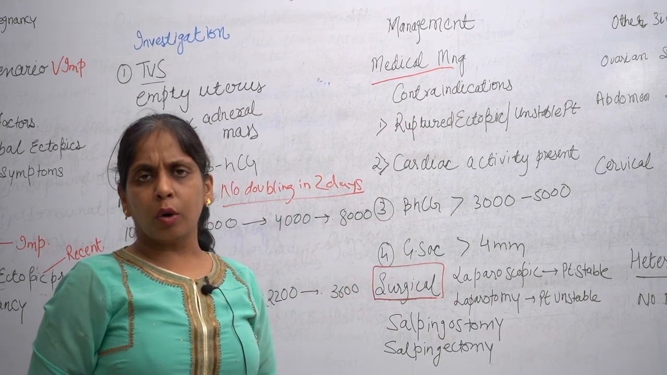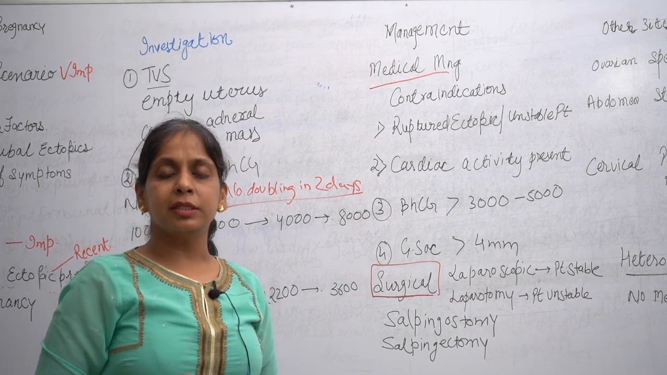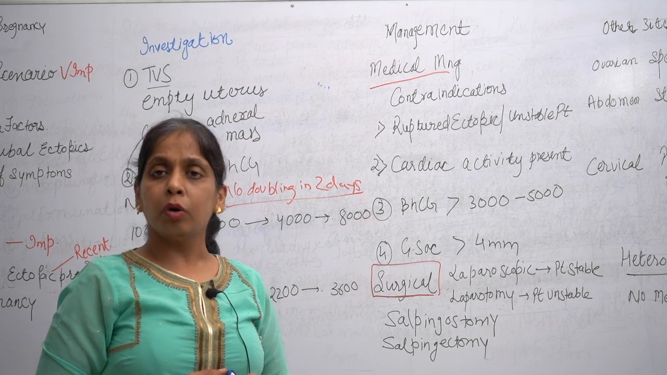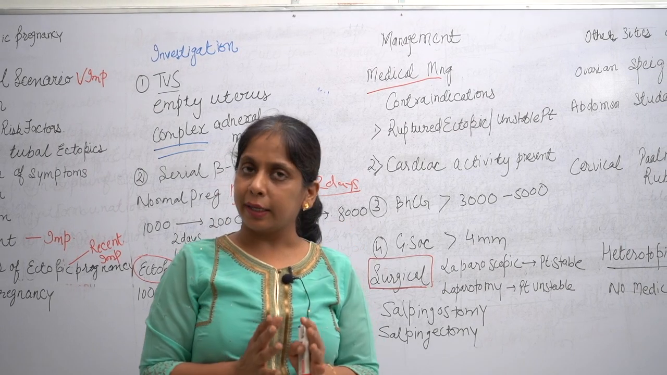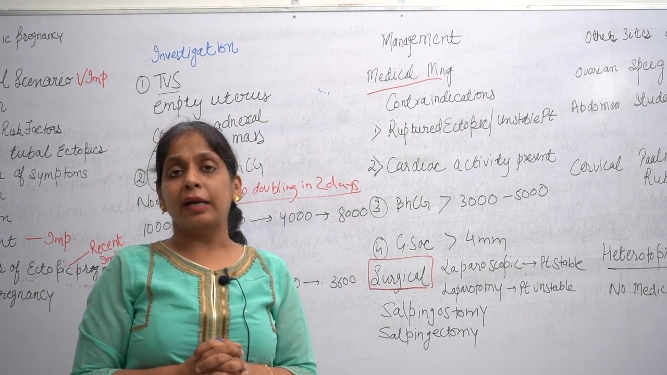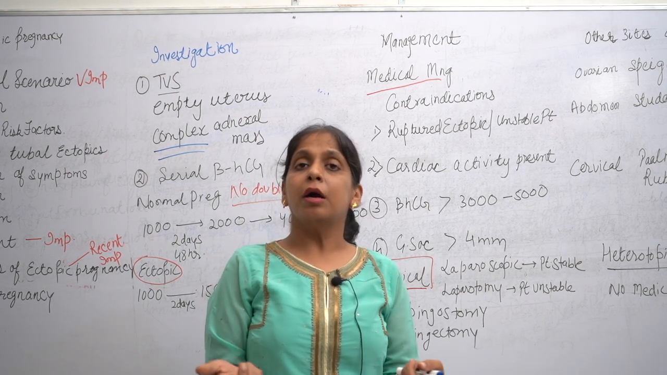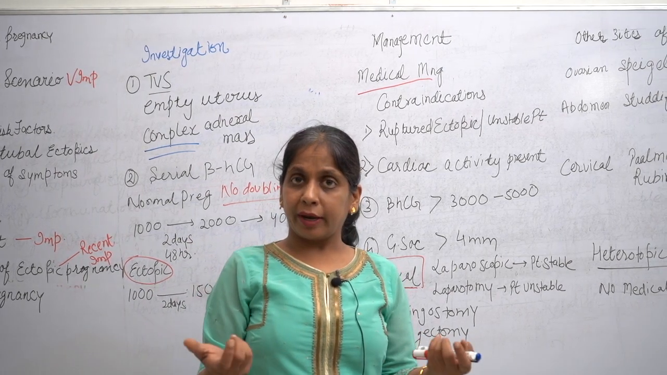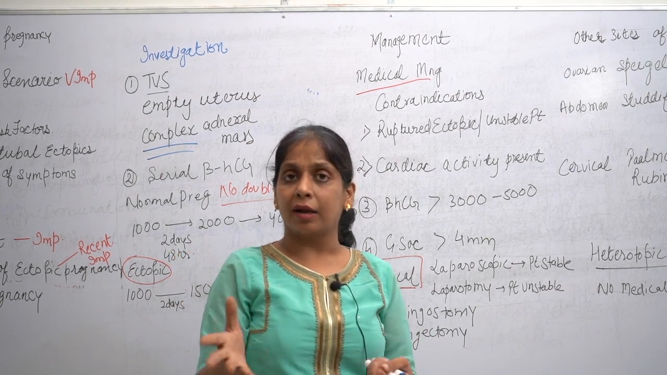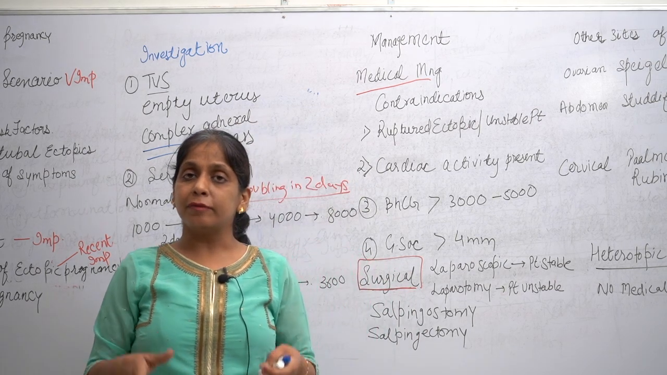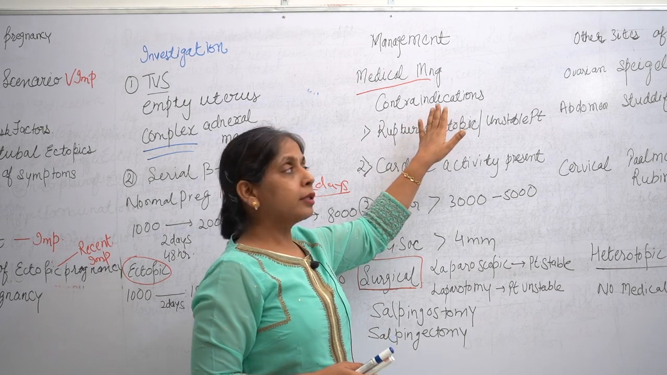No one wants surgery, but you should know whether this patient can be given medical management or not. First of all, medical management takes time, and a ruptured ectopic is an emergency. We have to clear that blood from the peritoneum, and we have to stop the bleeding from the tube, the artery which is bleeding. So medical management is not meant for such cases.